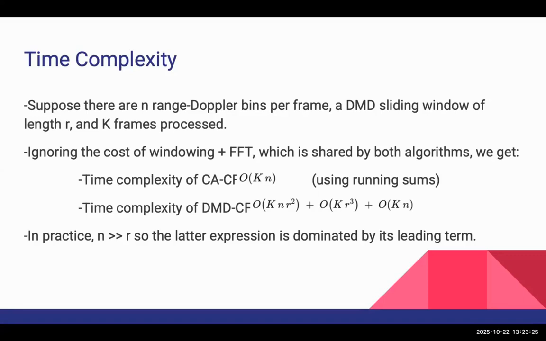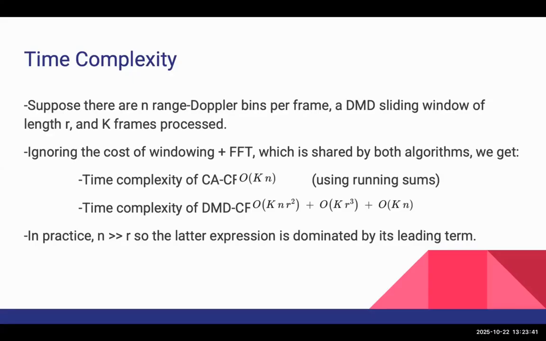And then the time complexity of DMD CFAR is going to be something larger than that. There are three terms there. But the important thing to notice is that first term, big O of k n r squared, is really going to be the dominant one in practice, because usually you'll have a ton of range Doppler bins.